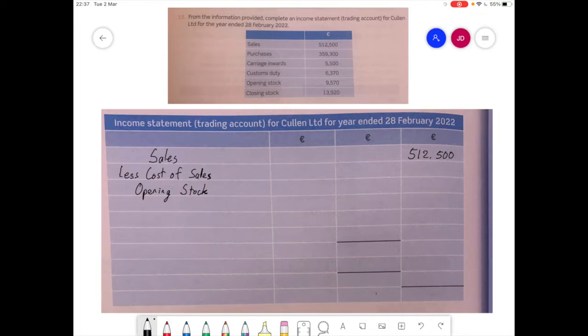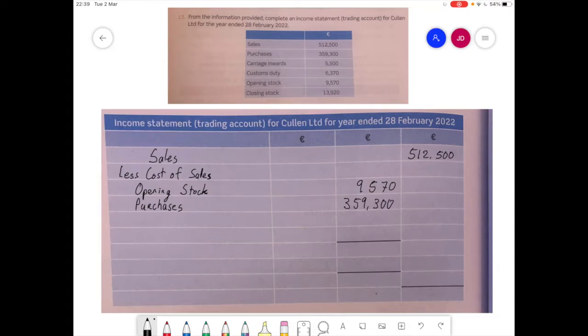Opening stock. Now we're going to have to be adding up a few different figures here. So I'm not going to put this straight into my right hand column here. I'm going to put it here in the second column instead. My opening stock figure there is given to us as 9,570. Next up here, I'm going to add in my purchases. Purchases given to us here in the question as 359,300. So let's add that in. Purchases are the stock or the goods that a business buys with the aim of reselling it on to consumers. So it's not for their own use.